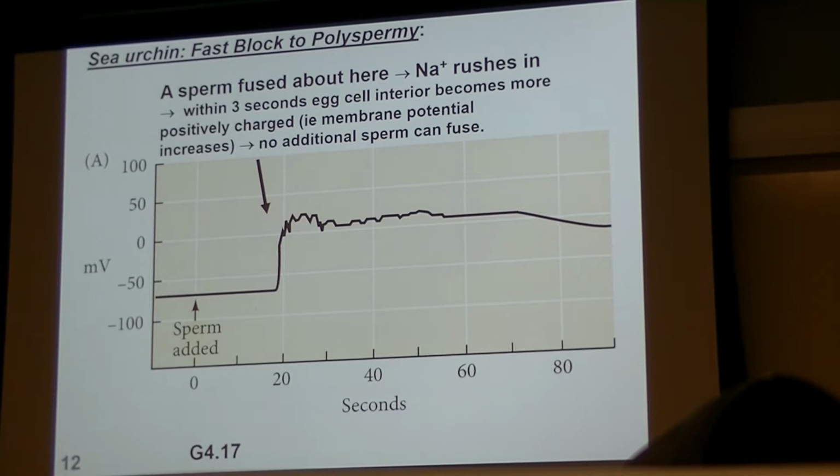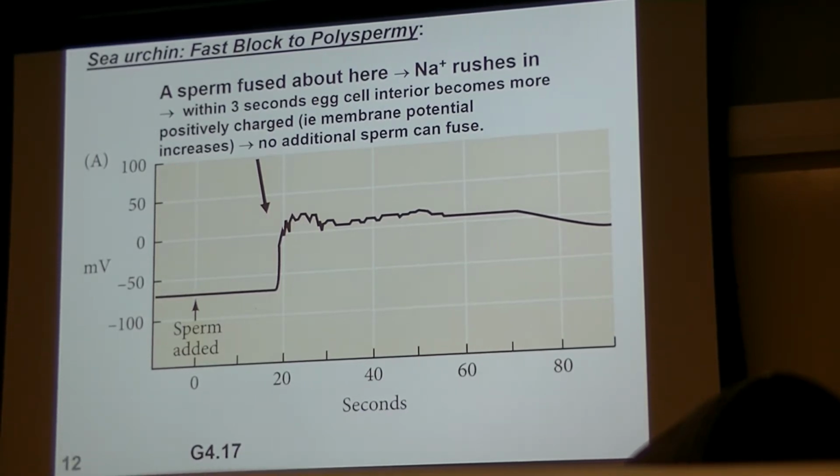That event somehow prevents any additional sperm from being able to fertilize or fuse with the cell membrane. So we don't know exactly why that's true, but it does appear to be the case. Another thing that a sea urchin egg has to be concerned with is that here we are in the open ocean, and there are tons of sperm around, but we only want one sperm to fertilize the egg.